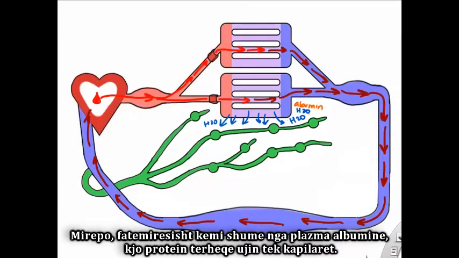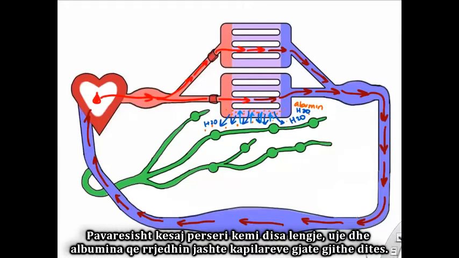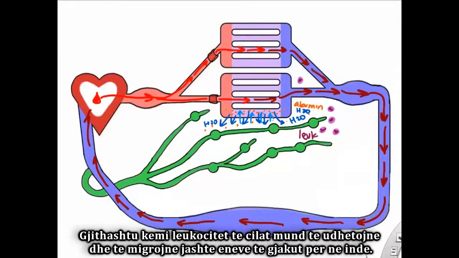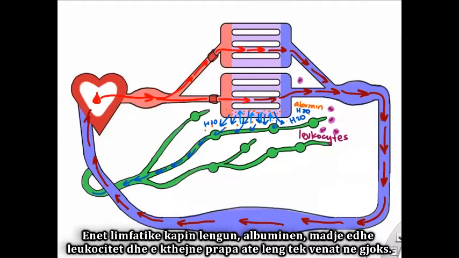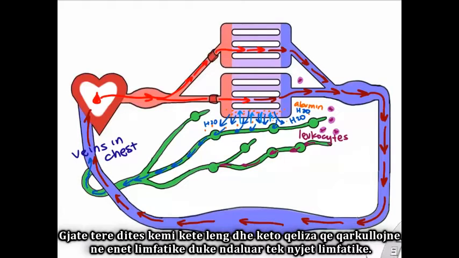But luckily we have a lot of plasma albumin. This protein attracts the water into our capillaries. Despite that, we still have some fluid, water, and albumin that leaks out of our capillaries all day long. We also have leukocytes that can migrate out of our blood vessels into the tissues. These lymphatic vessels pick up the fluid, the albumin, and even those leukocytes and return that fluid back to the veins in our chest.